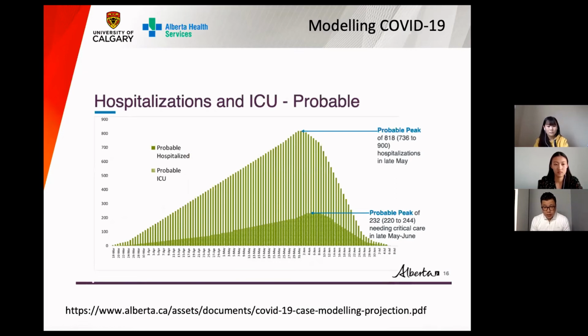And so using that probable scenario of 800,000 infections, they assumed that about 10% of those infections would require hospitalization. So that's where you get that 800 number. Actually it's probably more like 1%, right? So 800 out of 800,000. So 1%. And of those hospitalizations, a quarter of them, so 200 out of 800, would require an ICU admission. And that's where you need to be admitted for intubation and ventilation.